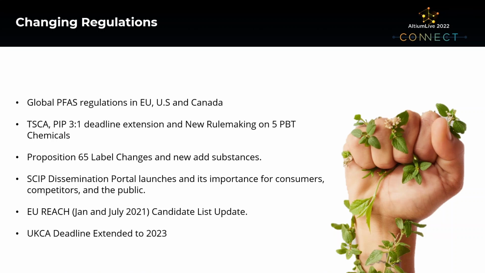So there were changes in Europe, changes in the United States, changes in Canada, and then with TSCA, the EPA published 5 final rules in January. So then you have to go and take a look at those rules and how those might affect your products. Proposition 65 is from California, and they added 2 new substances on March 19th in 2021. SCIP launched the dissemination portal for consumers and competitors and the public.